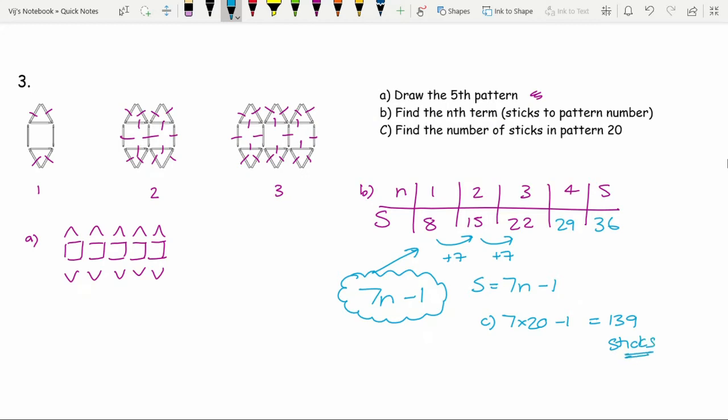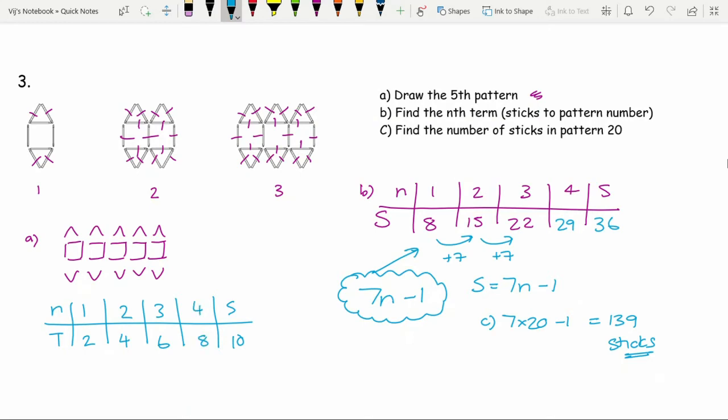Now as an extension, let's say we're looking at the pattern number and the number of triangles. So with pattern number 1, I've got 2 triangles. With pattern number 2, I've got 4 triangles. With pattern number 3, I've got 6 triangles. And pattern number 5, I've got 10 triangles. And looking at the difference between the numbers, with pattern number 4, I'm going to have 8 triangles.